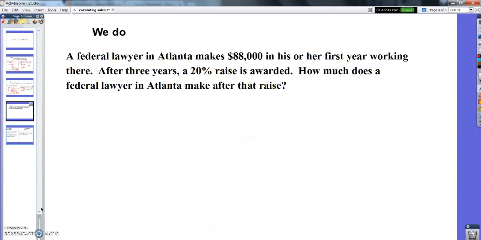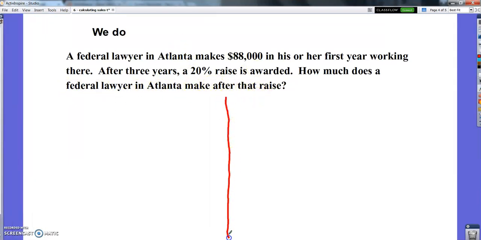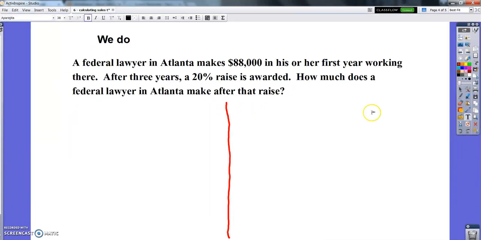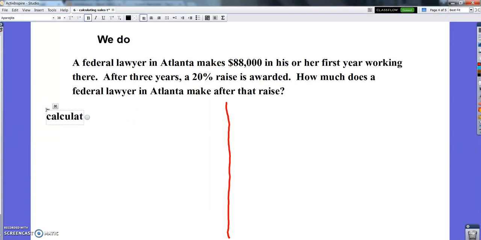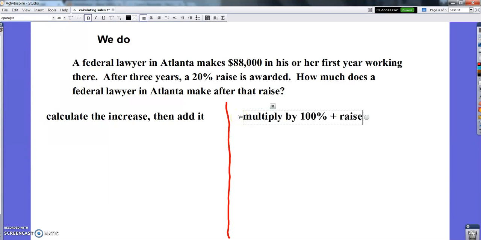All right, I looked up this real salary. A federal lawyer in Atlanta makes $88,000 in his or her first year working there. After 3 years, a 20% raise is awarded. How much does a federal lawyer in Atlanta make after that raise? So we're going to split this up, and my two strategies are going to be calculate the increase, then add it. And then this one's going to be just multiply by 100% plus the raise. Okay, it's the same two strategies as yesterday. We're just going to end up making the value go up instead of down.